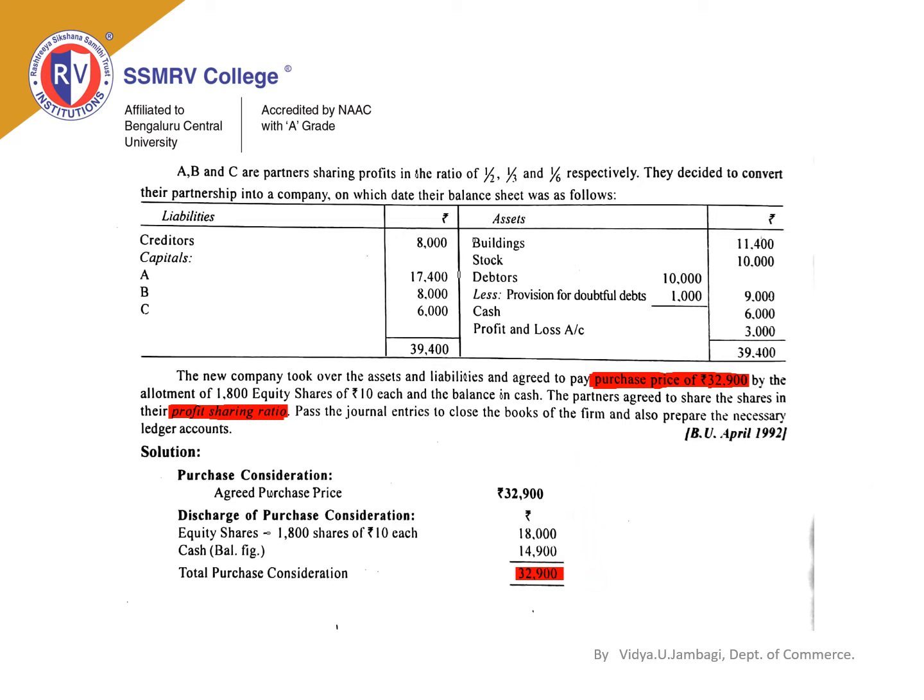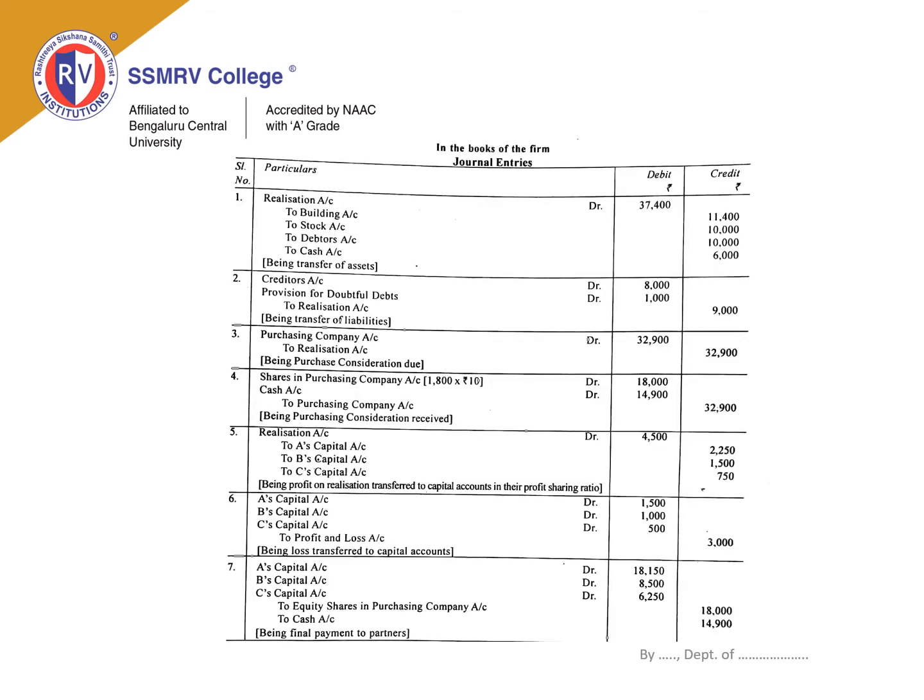Next, the third step is to close the books of the vendor firm. As per the problem, we'll have to pass the journal entries to close the books of the vendor firm. So the following entries are to be written in the books of the vendor firm. The first journal entry is for transferring assets to realization account at their book values. So realization account debit to various assets account. We have taken all the assets at their book values.